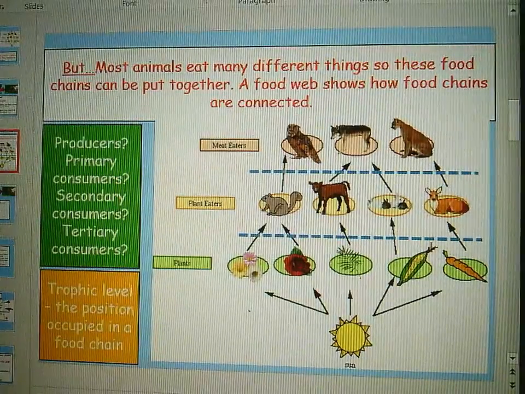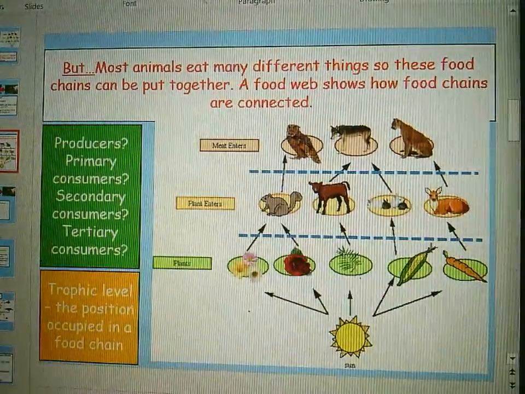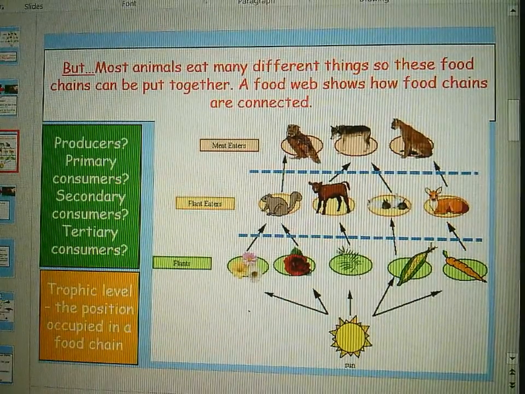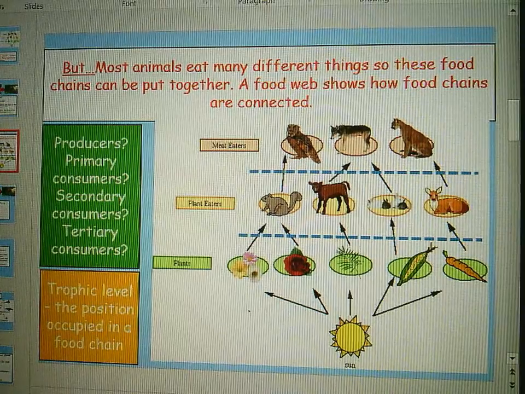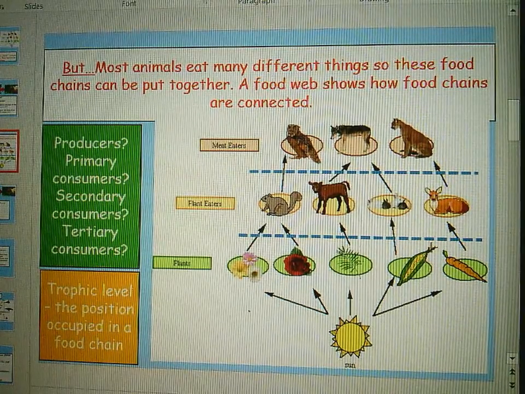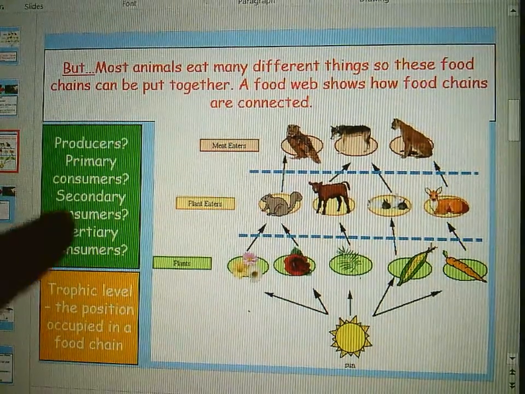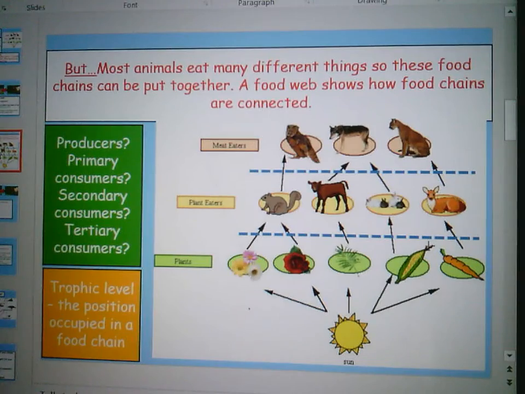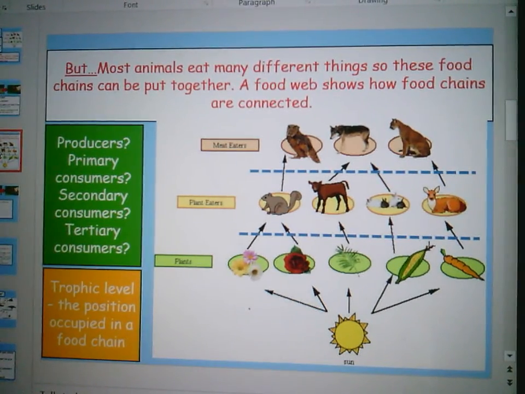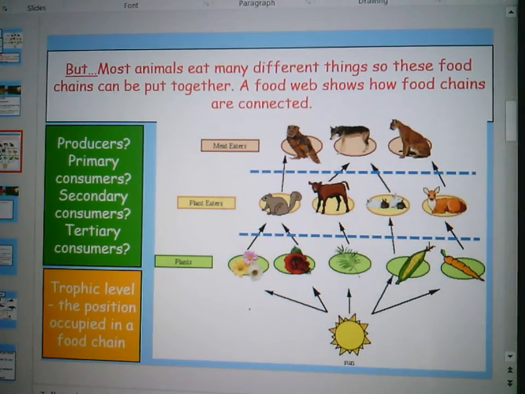Now, if you're a vegetarian animal, like the squirrel, the cow, the rabbits, the deer, you are the primary consumers, and you are what we call a herbivore. That means that you just eat plants, not meat. Now, if you are the secondary consumers, you are a carnivore. That means you eat meat. And if you're like humans, like us, most humans are omnivores. That means they eat plants and animals.